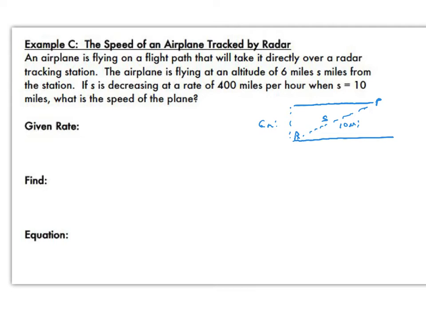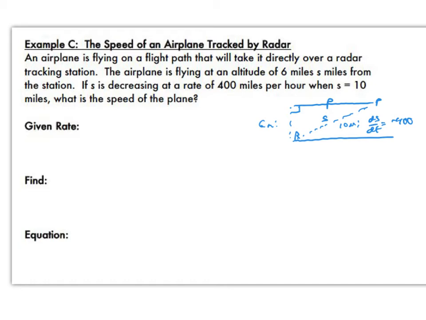Okay, well, this is starting to look like a right triangle again, but this time I think we're going to need a Pythagorean theorem set up. So I'm going to call this distance P here. And my given rate is dS over dt, because it's decreasing at a rate of 400 miles per hour, according to what I read in the question here. So I'm going to make that negative 400 in my problem.